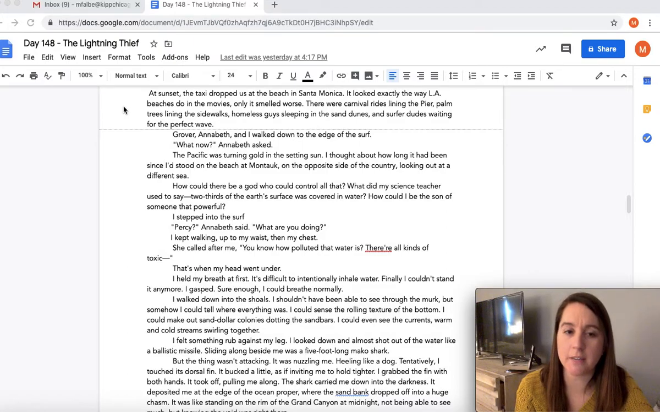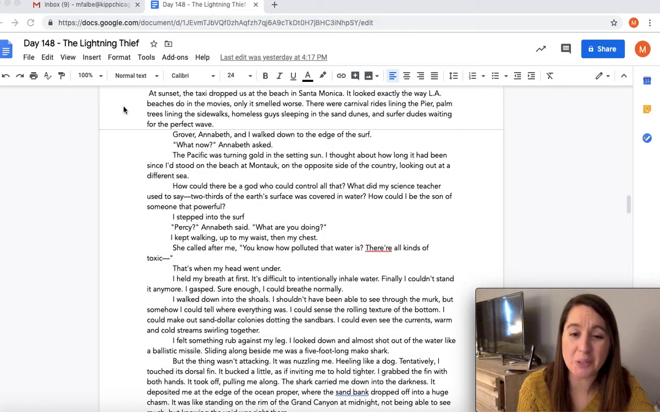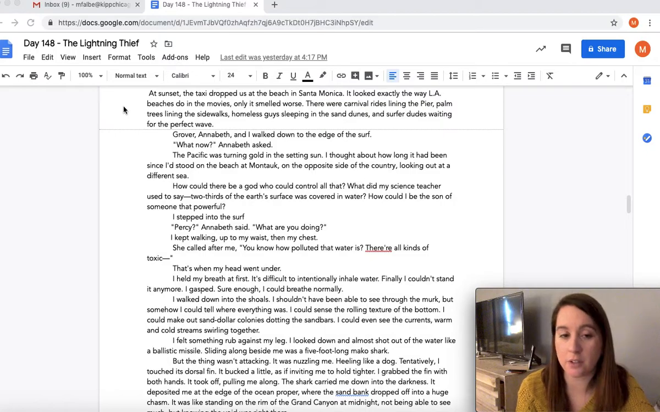Percy, Annabeth said, what are you doing? I kept walking, up to my waist, then my chest. She called after me. You know how polluted that water is? There are all kinds of toxic... That's when my head went under. I held my breath at first. It's difficult to intentionally inhale water. Finally, I couldn't stand it anymore. I gasped. Sure enough, I could breathe normally.